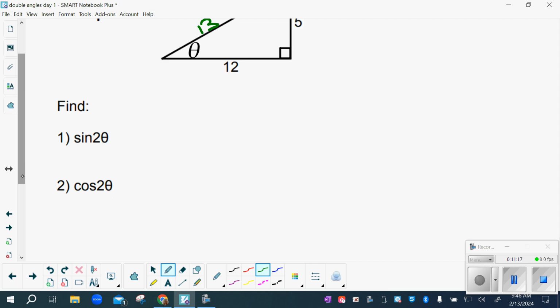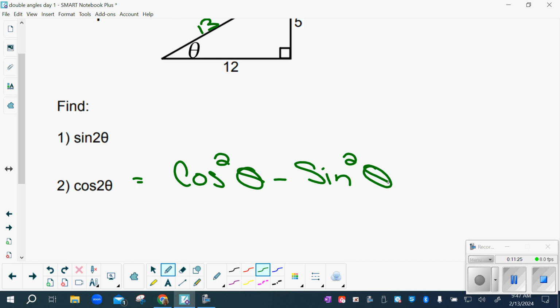We got this. So let's write our formula down. Cosine squared theta minus sine squared theta. Now, let me remind you what we're actually doing. We're taking the cosine theta, we're taking the number, and then we square it. Even though it's written differently, we're taking the whole thing and squaring it. It's just written in a weird way. So cosine is 12 over 13, and we're going to square it.